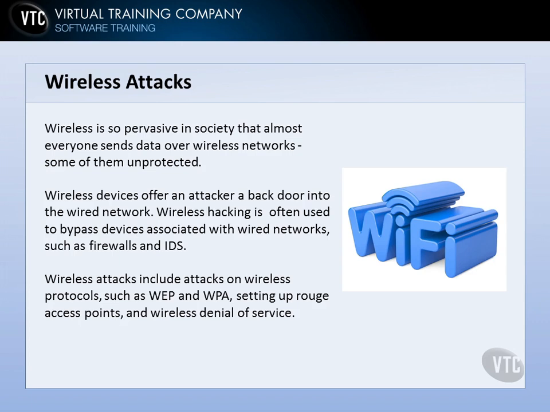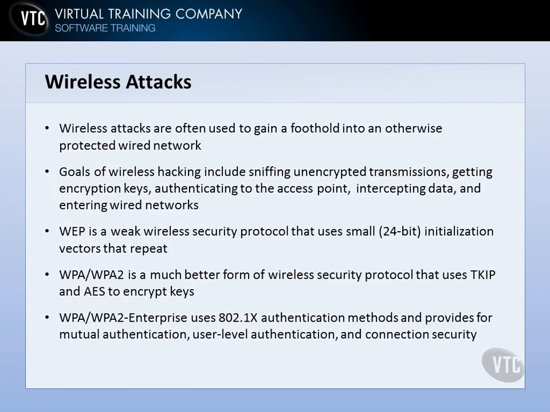Now, wireless attacks include attacks on the protocols themselves, such as WEP and WPA. It also can involve setting up rogue access points that persuade people to connect to them. And there's also, of course, wireless denial of service, and we'll look at how to do that a little bit later when we run the Aircrack suite of tools and actually deauthenticate a client and an AP. Now, wireless attacks, as I said, are often used to gain a foothold into an otherwise protected wired network. It may or may not have firewalls, IDSs, and so forth in place on the wireless side.